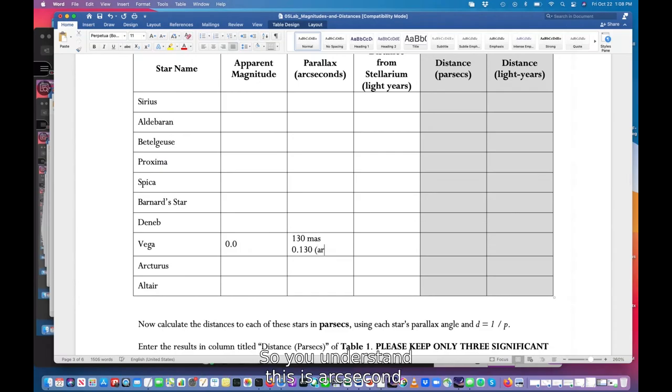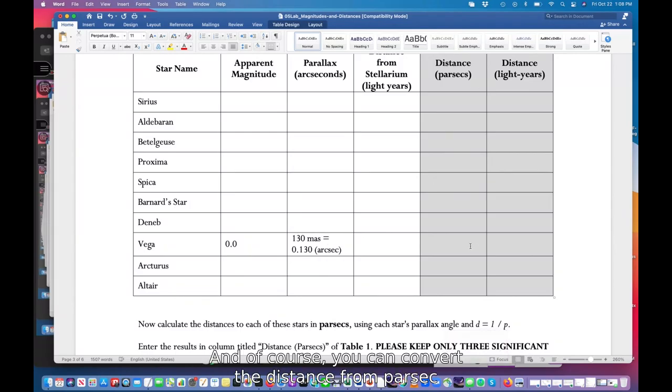Okay, so you understand this is arcseconds. Make sure you understand this part. You have to convert this. And the distance is simply 1 over 0.130. Okay, so whatever number you get here, that will be in parsecs. So again, you calculate the distance from the observed parallax. Okay, let me turn off Stellarium.